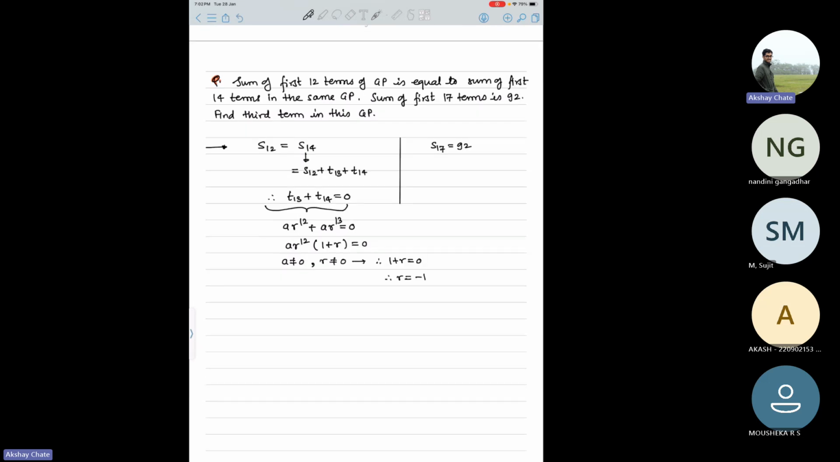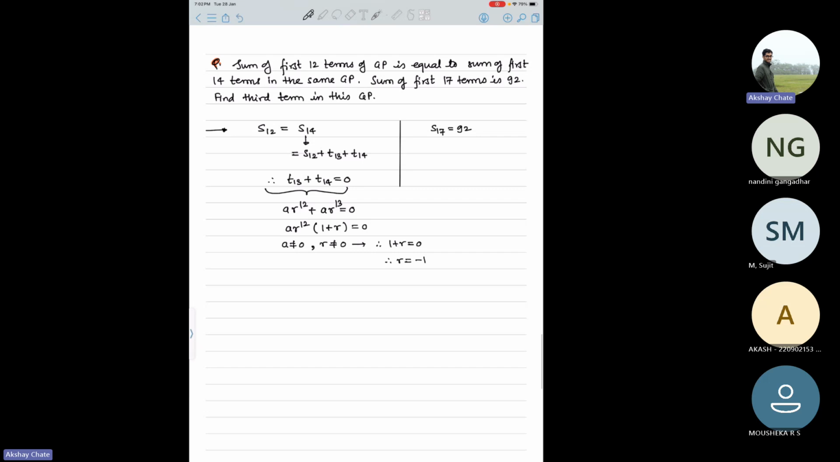So this is a special case of your GP. The GP you are studying is of the form: A is the first term, then A into R, so the next term is minus A, the third term is minus A into minus 1, so that will be A, and so on. So it's a GP where you only have A, minus A, plus, minus, plus, minus. It is an oscillating series, and since it has a common ratio of minus 1, it is also a GP.